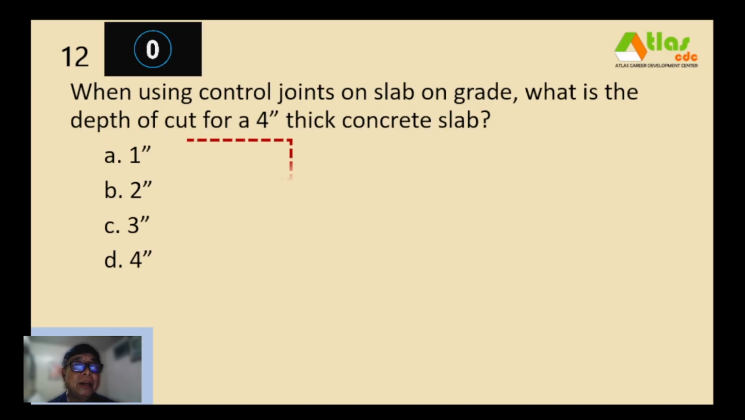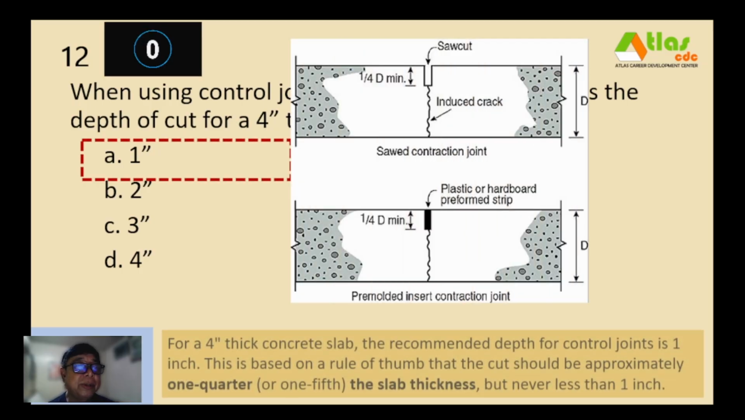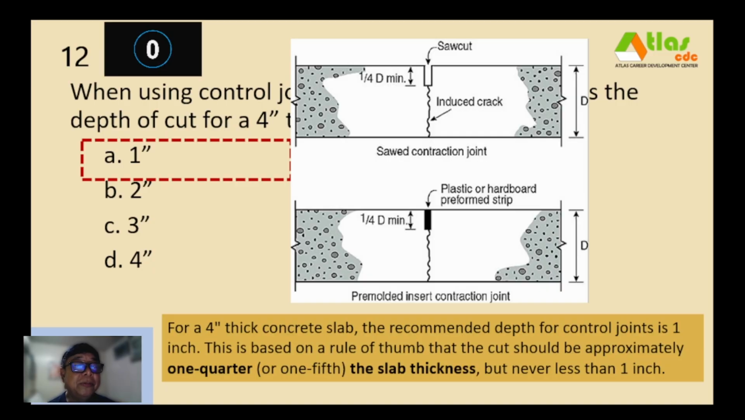And our correct answer is 1 inch. So for a 4-inch thick concrete slab, the recommended depth for control joints is 1 inch. This is based on a rule of thumb that the cut should be approximately 1/4 or 1/5 the slab thickness, but never less than 1 inch. So if this is your thickness, this one is 1/4 of that thickness of the slab.